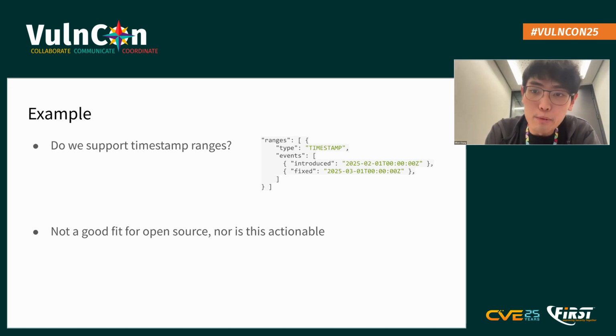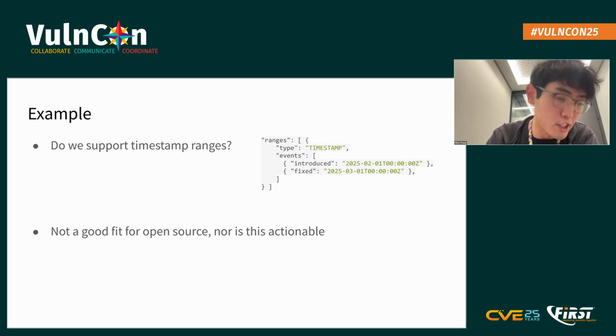So here's a related example of a change that we rejected: to add a timestamp range type. We have ecosystem and Semver ranges to encode ranges of vulnerable versions, but there wasn't a way to record timestamps marking vulnerable periods of time. The justification was that this was useful, for example, for service providers to mark a time period in which the service was vulnerable.